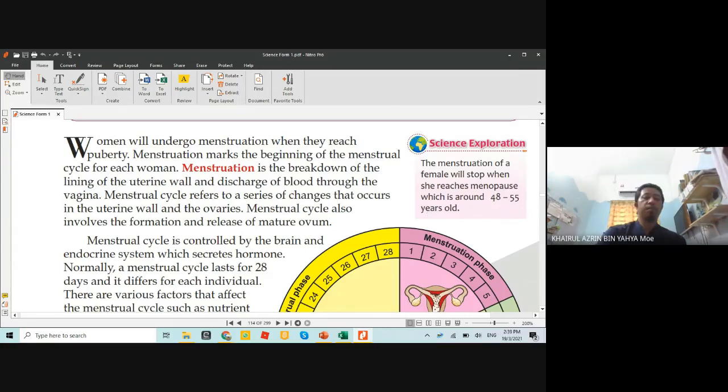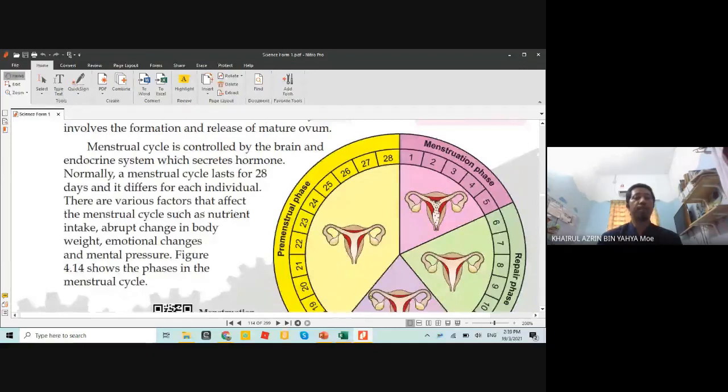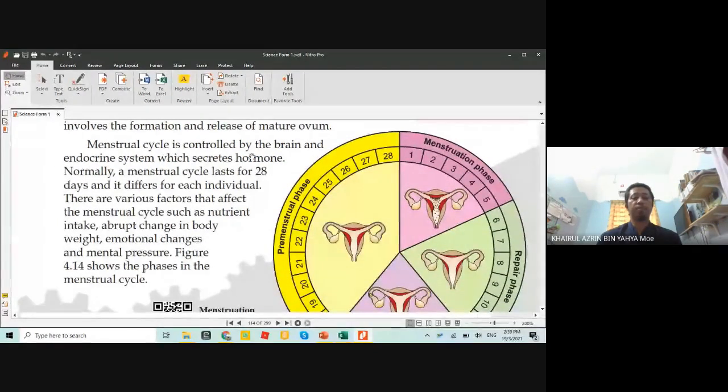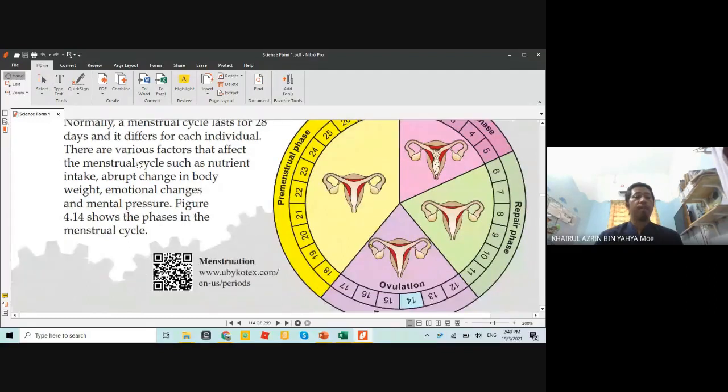Okay, so continue here for the second paragraph. Menstrual cycle is controlled by the brain and endocrine system which secretes hormones. Normally, a menstrual cycle lasts for 28 days. One complete cycle is usually 28 days, and it differs for each individual. There are various factors that affect the menstrual cycle, such as nutrient intake, abrupt change in body weight, emotional change, and mental pressure.